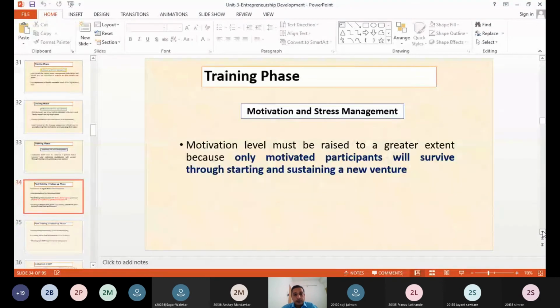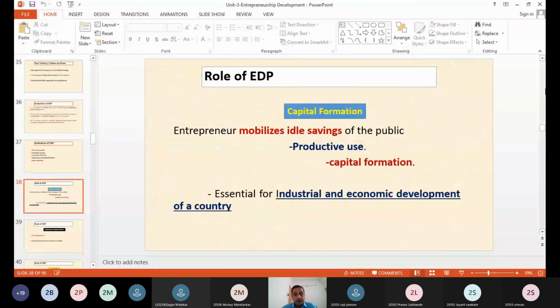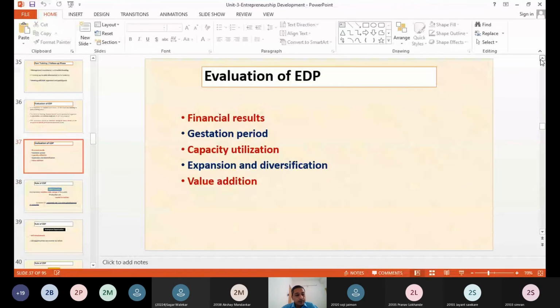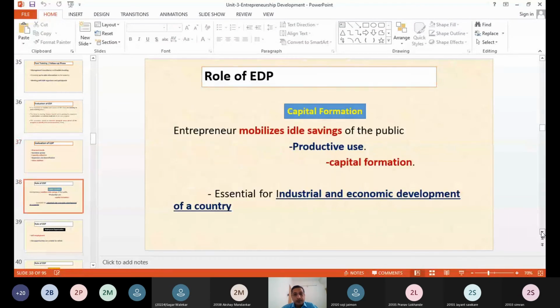Then also we discussed the evaluation of EDP, how that EDP can be evaluated. The different criteria on the basis of which the EDP can be evaluated are financial results, gestation period, capacity utilization, expansion and diversification, and value addition. So all these parameters are used for evaluating EDPs. Today we will be discussing about the role of EDP.